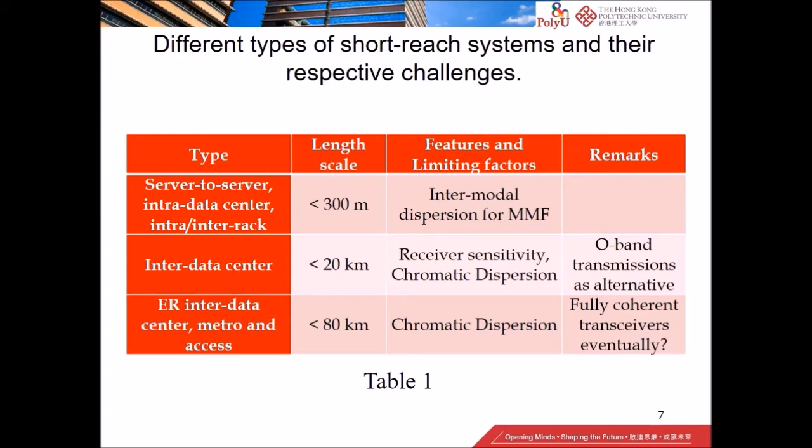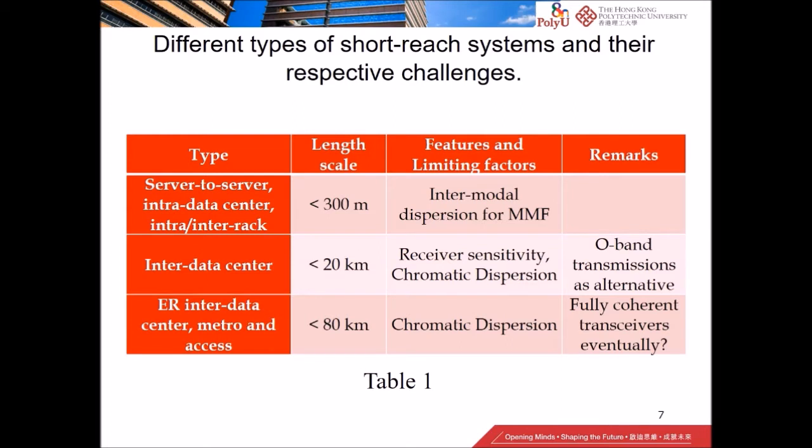There are also some limitations for the VCSELs, the transmitter, as well. For inter-data centers, the ones less than maybe 20 kilometers, the receiver sensitivity might actually be a limiting feature. That's because for those systems, it is not quite preferred to have optical amplifiers because of cost concerns and form factor and these sorts of considerations. So in that case, your receiver sensitivity, meaning your received optical power, might actually be the limiting factor.